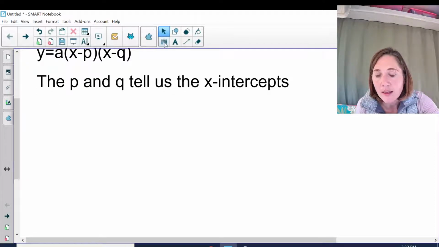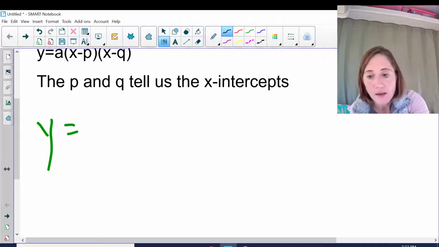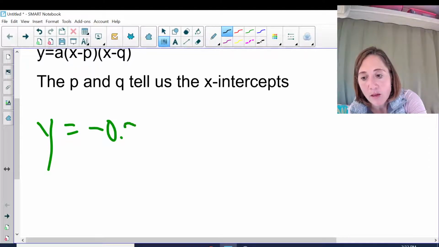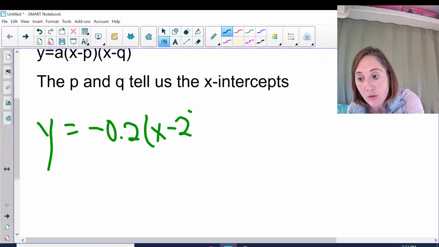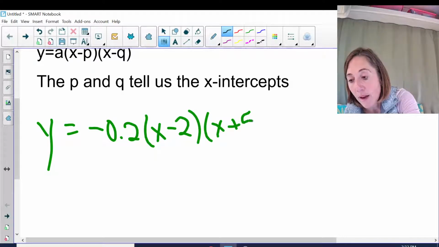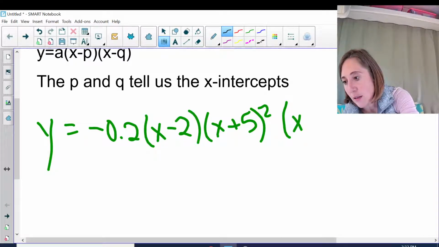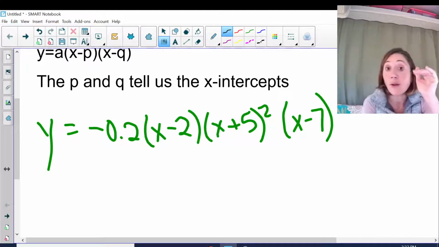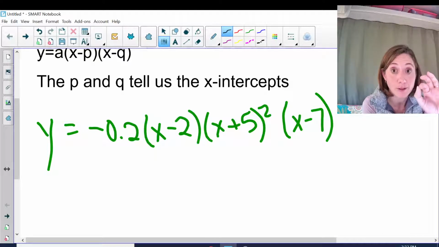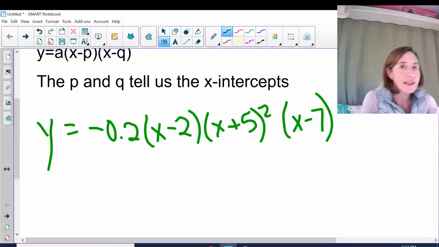So let's try this. Let's look at y equals negative 0.2 times (x minus 2) times (x plus 5) quantity squared times (x minus 7). Okay, so now we're just going for a real rough graph. If we want a beautiful graph of this, we are using Desmos, okay? We are not killing ourselves making a table of values with this, nothing like that.